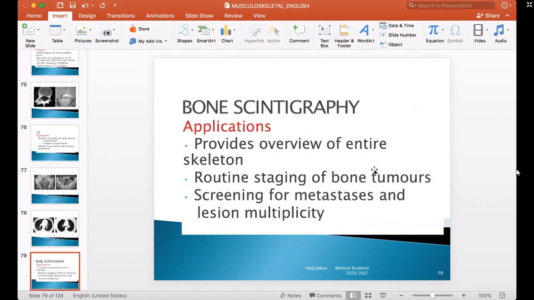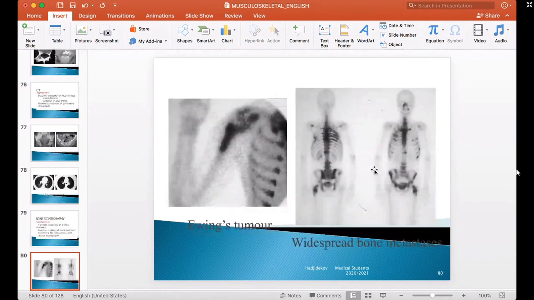Then bone scintigraphy can provide you an overview of the entire skeleton, because we can perform this examination in routine staging for bone tumors, and also for screening for metastasis or for lesion multiplicity. You will discuss it with the professor of nuclear medicine, but just to let you know, these are a few images of a nuclear medicine bone scintigraphy study. One is in a young patient with a tumor located in the upper humerus, and the other one is, unfortunately, widespread bone metastasis affecting all the bones. All these dark spots represent metastases in the skeleton.